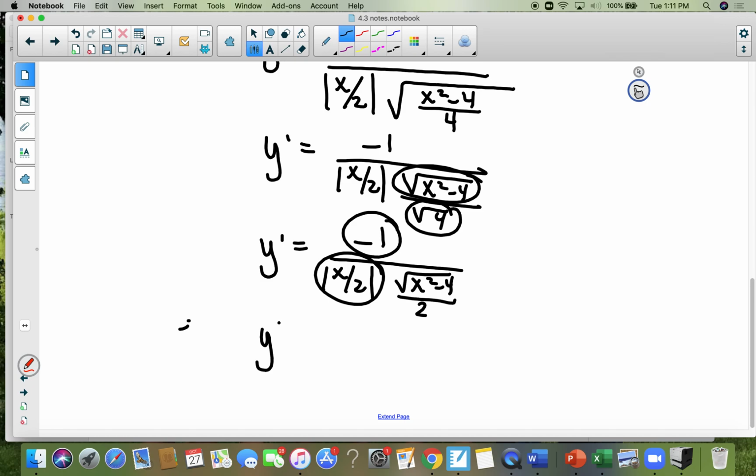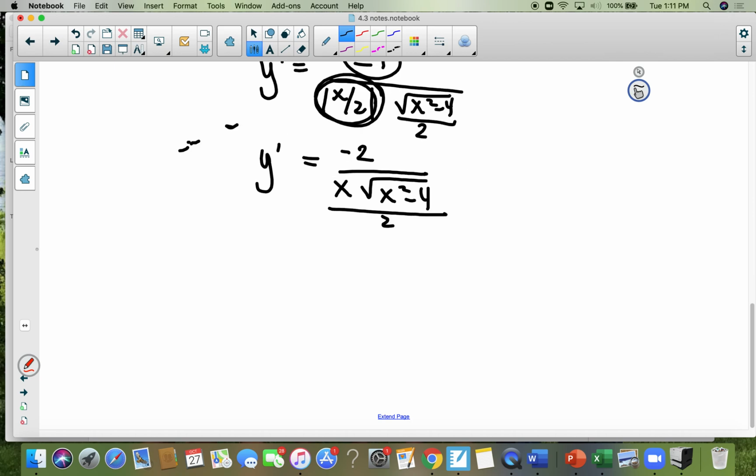Then y prime, it's going to end up being, this can flip up, so this is going to be 2 over negative 2. This can flip up and you're going to have an x, and then you're going to have the square root of x squared minus 4 all over 2. And then you're going to have y prime equals a negative 2 over 1 times x, the square root of x squared minus 4 over 2. But you need to flip this. I didn't flip it, sorry.